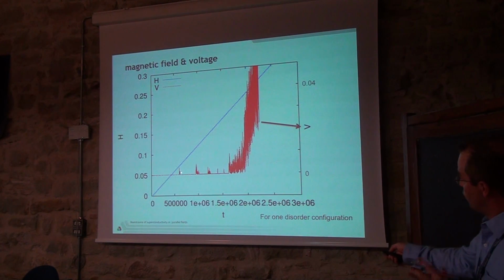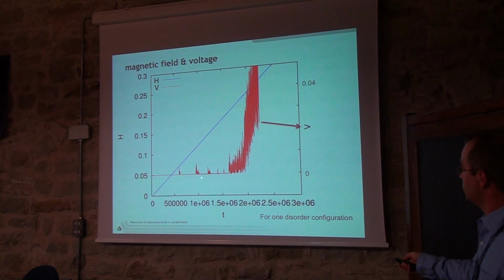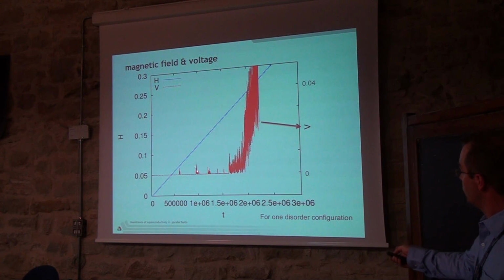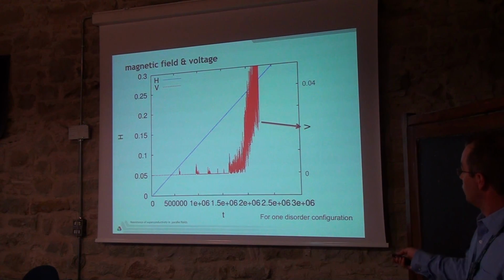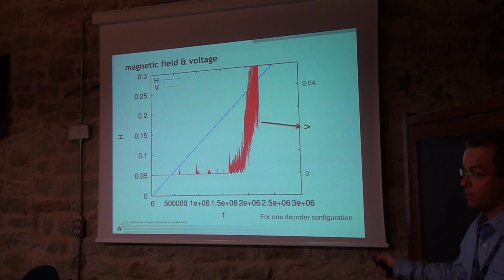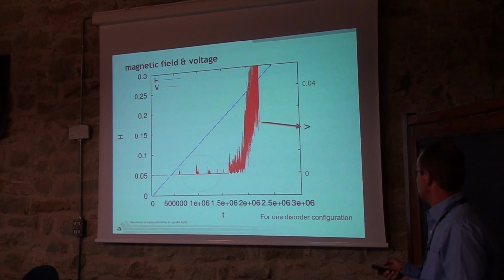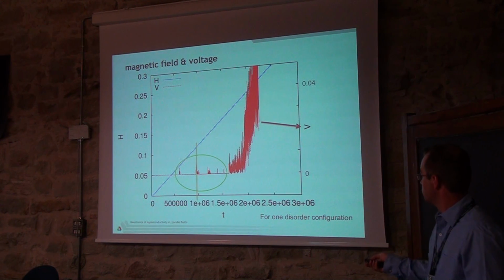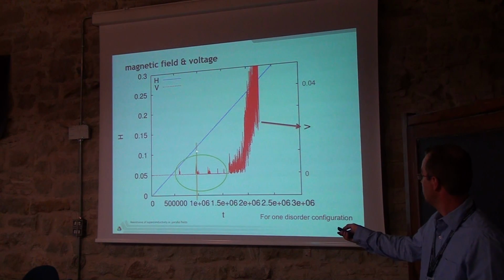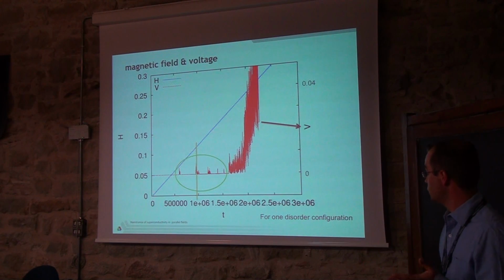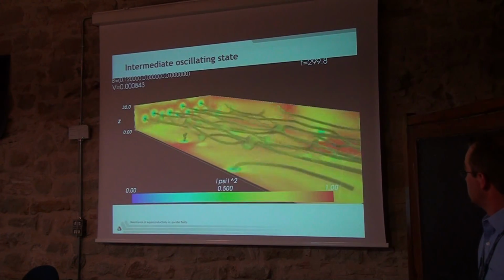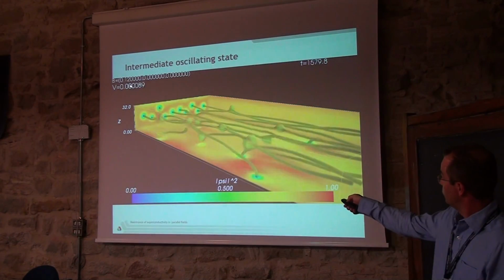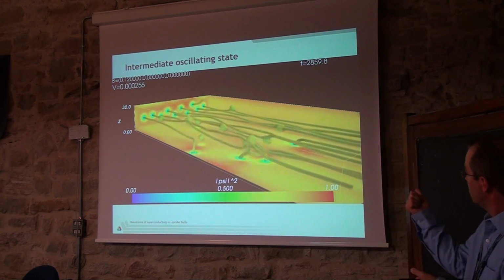Then you see for a single realization of impurities that you have some intermediate regions where you see some finite dissipative state. So this is again for one disorder configuration here. And now we wanted to understand what is actually happening in these regions. So we chose a particular magnetic field value, which is here 0.12, and looked at what is going on in this region. And what you see is actually something very interesting.